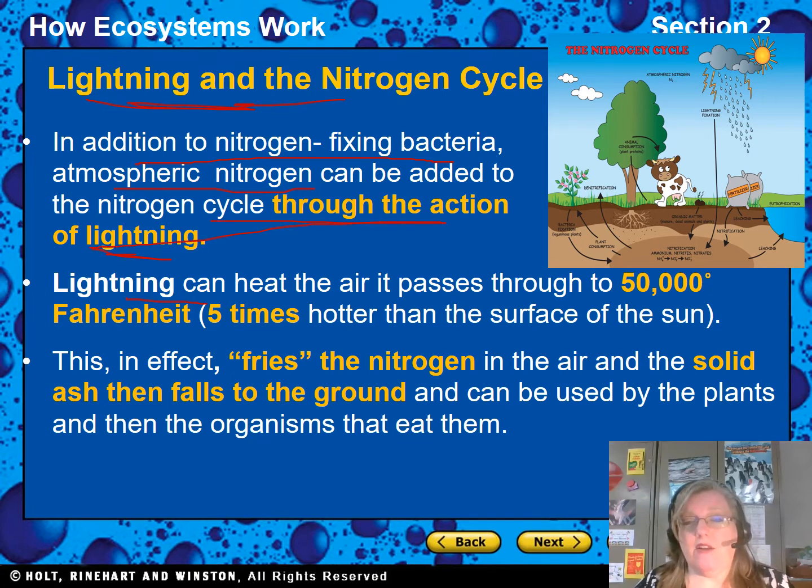Lightning can heat the air as it passes through to 50,000 degrees Fahrenheit. Okay, that's crazy hot. I had to look this up myself. It's accurate. It's 5 times hotter than the sun. This in effect fries the nitrogen in the air, and then that solid ash falls to the ground, and then that can be used as well.